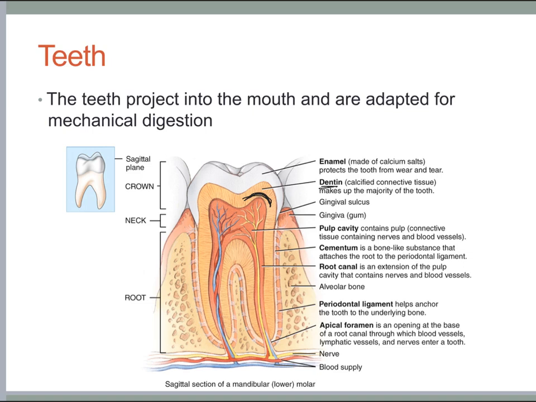It is calcified connective tissue. It's going to make up the majority of our tooth. We have a gingival sulcus, so this groove which our gum is going to invaginate in. We have a pulp cavity. That pulp cavity is going to be connective tissue that's going to contain nerves and blood vessels.